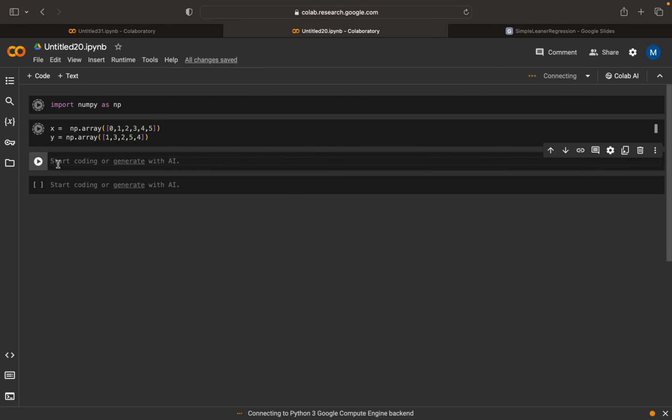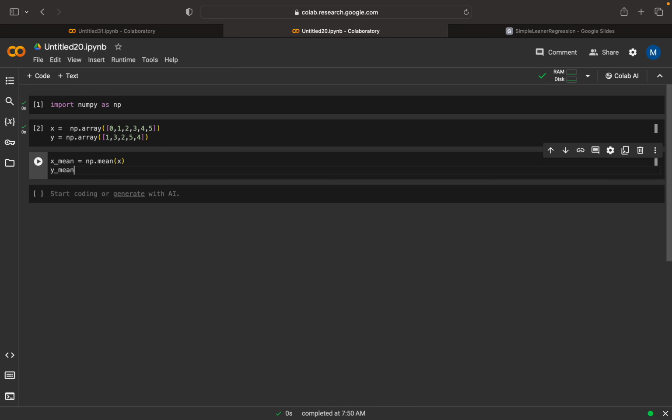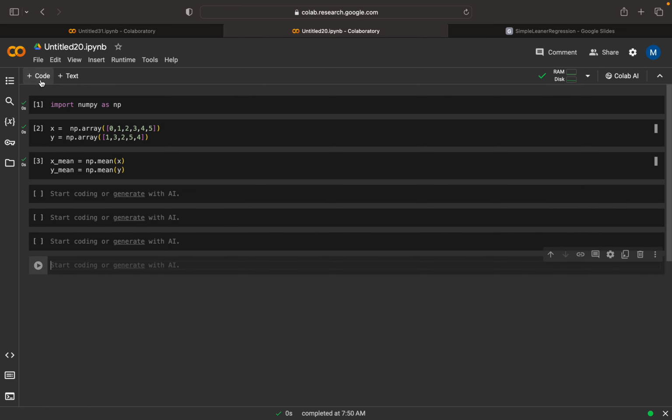Now what we need to calculate is the x mean and the y mean. So here we have x mean, which can be np.mean of x. Then we have y mean, which will be np.mean of y. So these are the two values, x mean and the y mean.